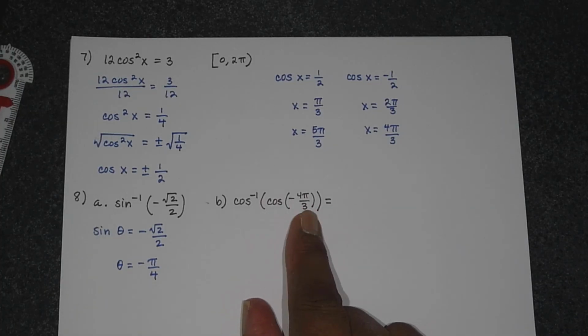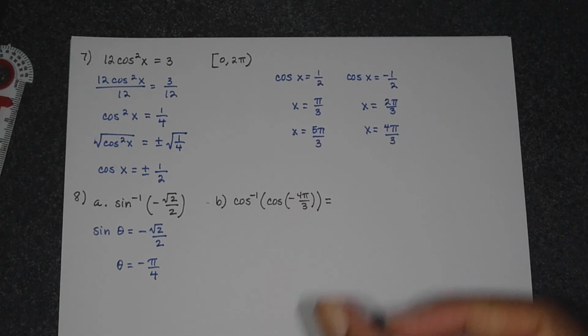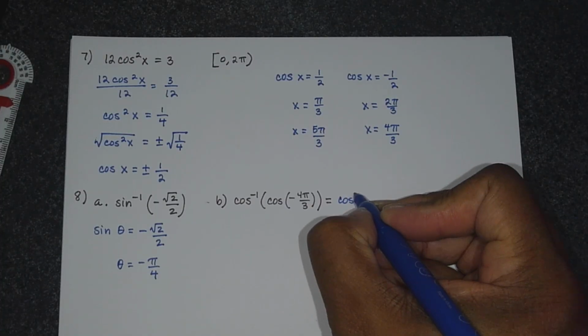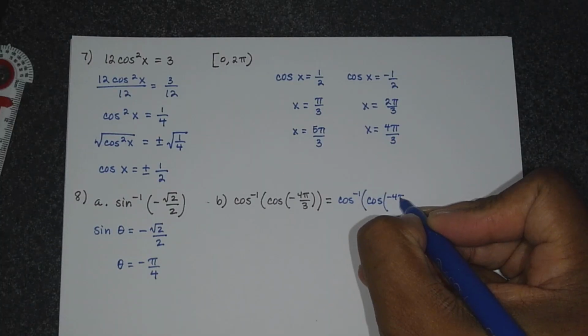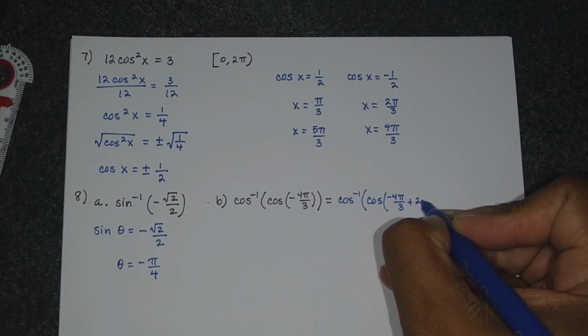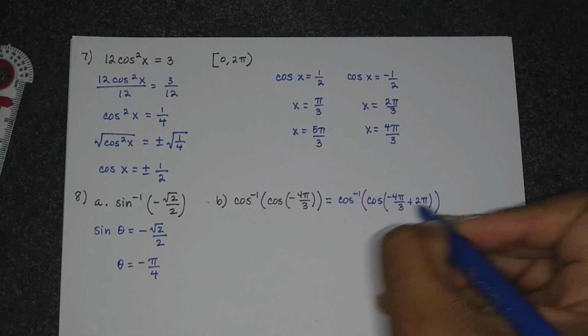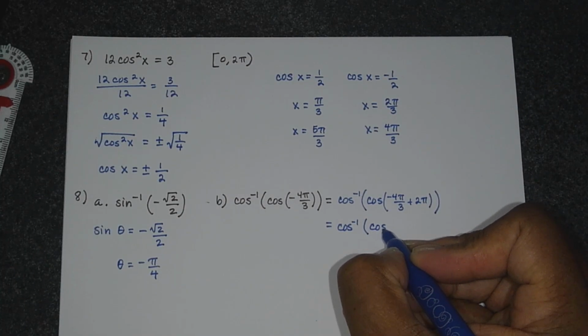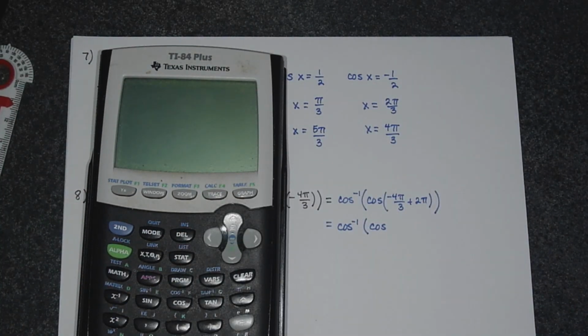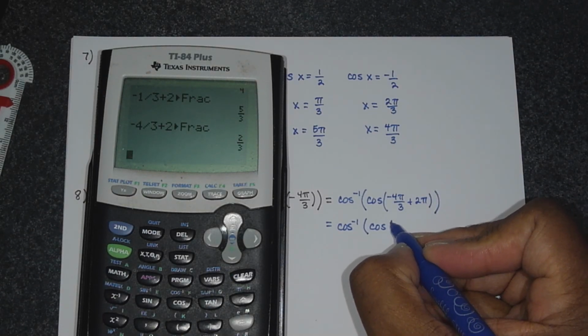Now already, let's work on the inside. We already got a negative angle. So I need to add what to make it positive? 2 pi. So I'm going to bring over the inverse cosine of the cosine of, now we're going to add 2 pi to negative 4 pi thirds. So here I'm going to have the inverse cosine of the cosine of, let's see, negative 4 divided by 3 plus 2. This ends up being 2 pi over 3.